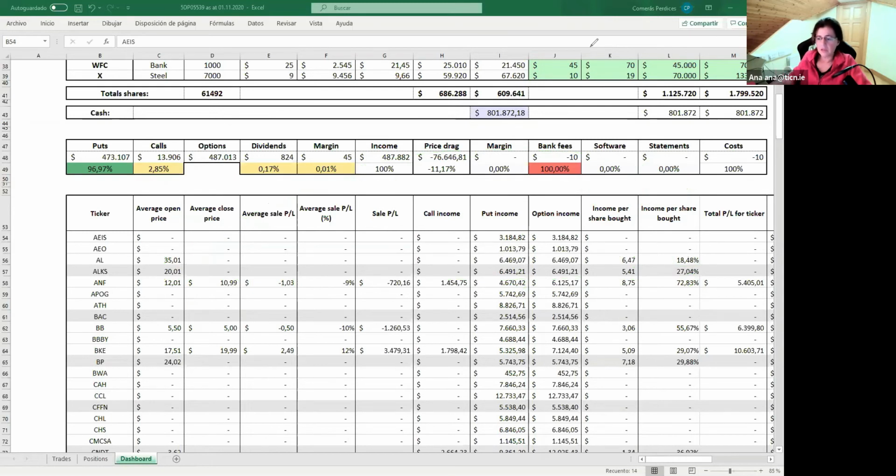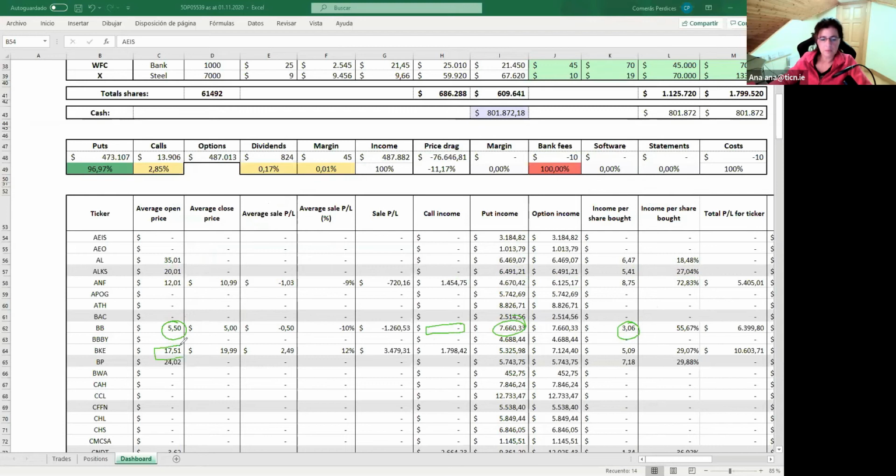I'm going into detail in this one, because those are the cases that you're going to have anyway. Let's pick another one. What else? Yeah, BlackBerry. BlackBerry, it was put to us at 5.50, and we've already collected 3.06 in put income, only in put income, because as we can see here, no call income yet.